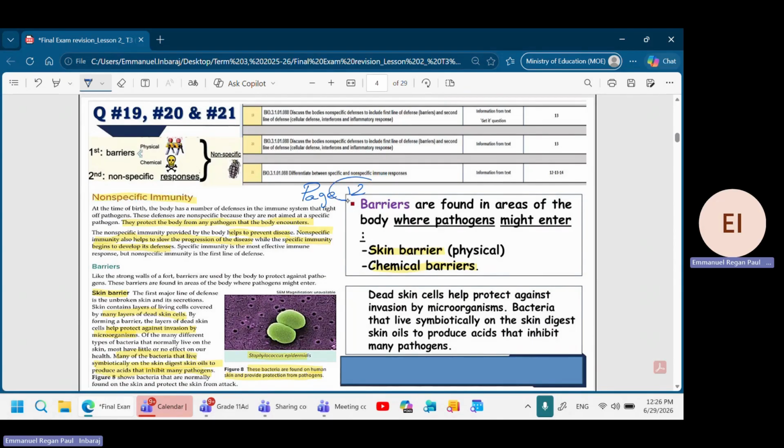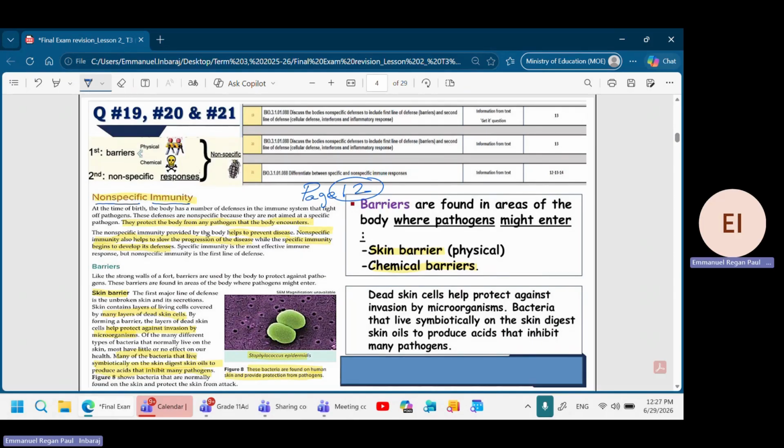In your textbook, turn to page number 12, and on page 12 we are going to look at the difference between specific and non-specific immunities. First of all, what is non-specific immunity? There are two types of immunity. One is called non-specific immunity and the second one is called specific immunity.